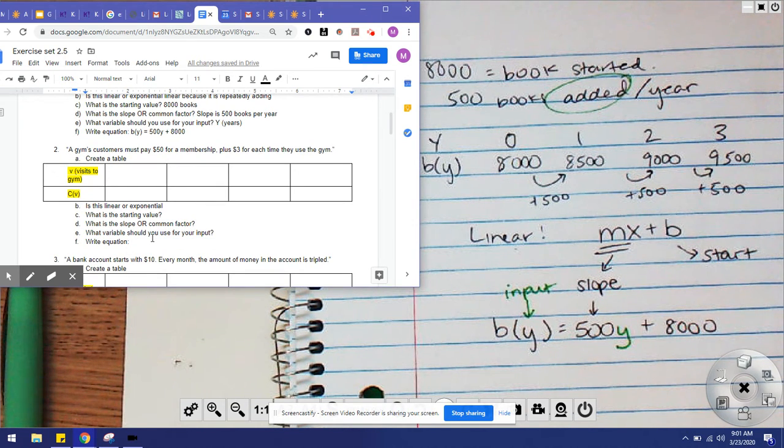A gym customer must pay $50 for a membership plus $3 each time they use the gym. So I know that I'm dealing with my visits to the gym. If I go to the gym 0 times, how much do I have to pay? This is probably going to mean cost of total visits. I had to pay for the membership of $50. If I go 1 time, how much do I pay total? If I go 2 times, how much do I pay total?